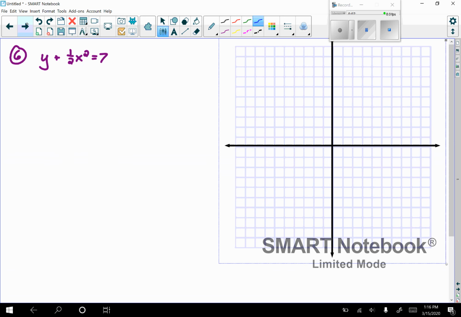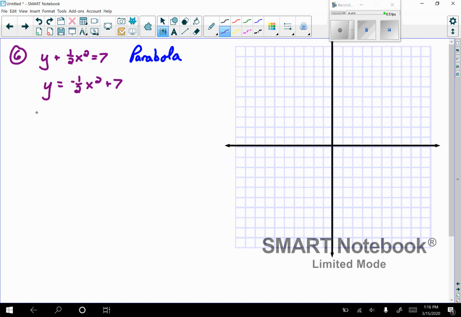All right, for number 6, this looks a little different. It's still going to be a parabola. Again, only because we see the x squared, not both x and y squared. We're not really going to see any parentheses here. There's no need to complete the square. What I am going to do, though, is just move the 1/2 x squared to the other side. So it's going to become a -1/2 x squared plus 7. Now, we could really think of this as y equals a -1/2 x minus 0 squared plus 7.